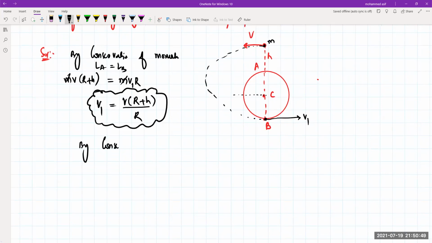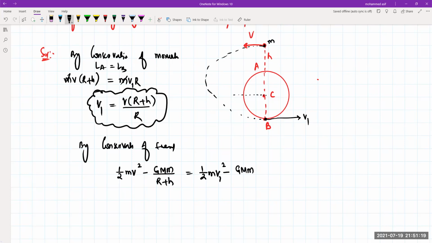By conservation, M1 V1 of R plus H is equal to M2 V2 R. At point A, that must be equal to half into M into V square, kinetic energy, isn't it? Then the potential energy will be capital G, capital M, small m, divided by R plus H. That must be equal to, at point B, half M V1 square minus capital G M m by R. Yes, sir. You're applying the total energy at point A.